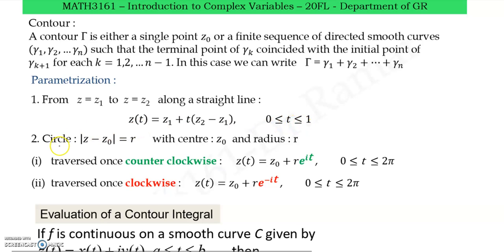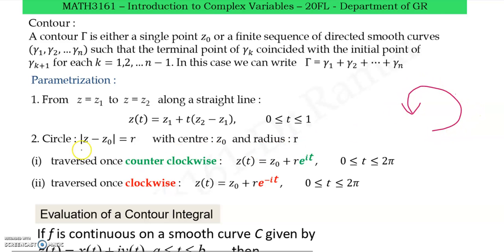Now suppose our contour is a circle which has center z0 and radius r. Then how to write the parameterization of this circle? That is z of t is equal to z0 plus r e to the power it. Here z0 is the center and r is the radius. Now you see here this circle is traversed once counterclockwise. Counterclockwise means like this. Then we write z of t is equal to z0 plus r e power it. This is the opposite direction of the regular clock, that is counterclockwise.